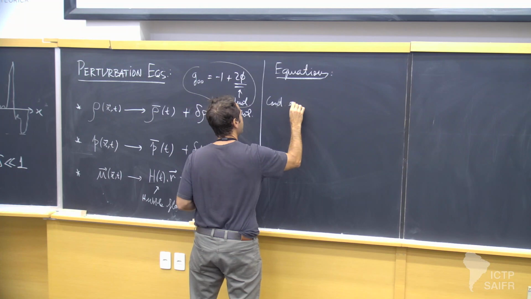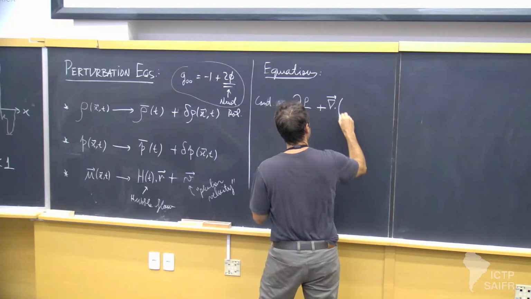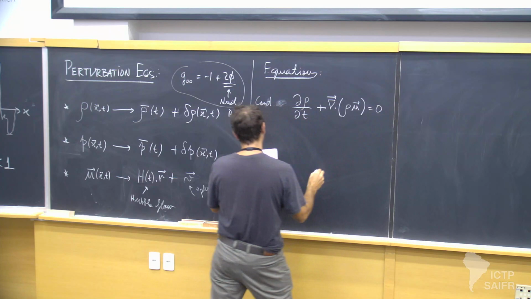Continuity, which we can write in terms of all these partial derivatives. So these are all partial derivatives, okay? Plus divergence of rho times u. So that's for a fluid. So that's basically the continuity equation for a fluid.